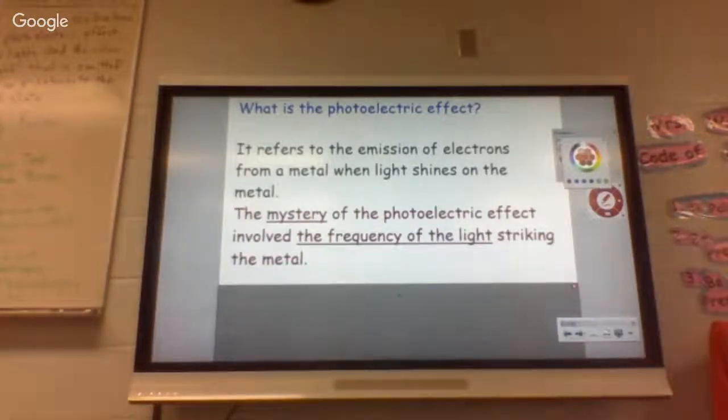Now, the mystery of the photoelectric effect for scientists was what kind of light would do this. The mystery involves the frequency of the light striking the metal. Would all light cause electrons to be ejected? Do all lights have the same frequency? The answer to that is no, they do not.